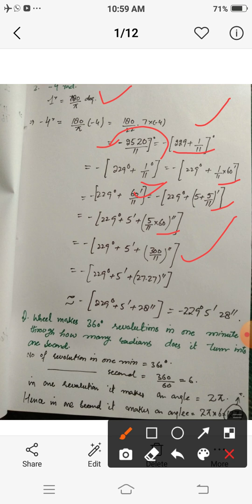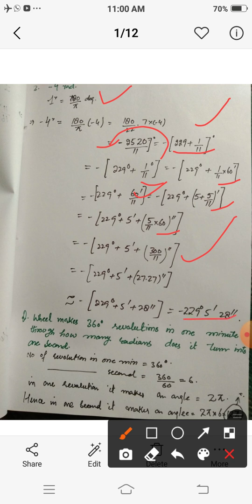Now this 300 upon 11 seconds we cannot further divide, because in this measuring system we cannot have units smaller than second: we have degree, then minute, then second. So when we divide 300 by 11, we simply get 27.27 seconds. This can be written approximately as 27 second or 28 second; both are correct. Hence the value is simply minus 4 radian equals minus 229 degree 5 minute 28 second.